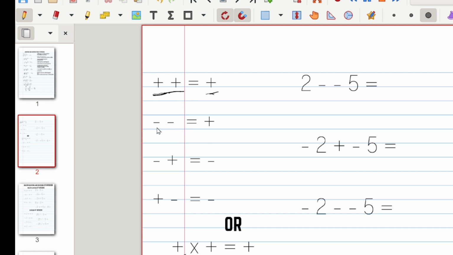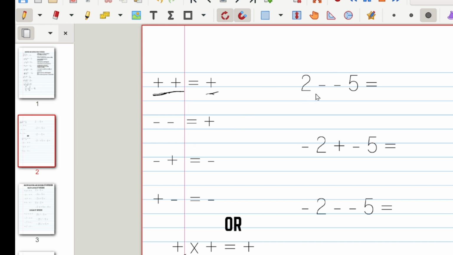Second says you're having two minuses side by side, you'll still have the outcome to be plus. So minus times minus gives you plus. Now two same signs, the positive or negative, always gives you an outcome of positive. But when you have a minus and a plus, or a plus and a minus, the outcome is always negative.